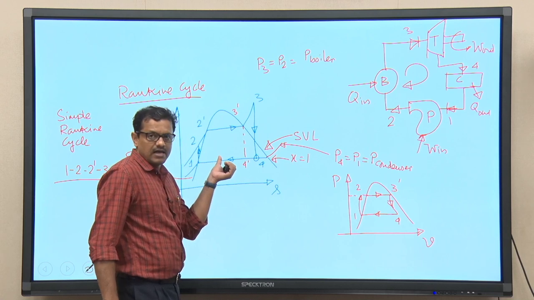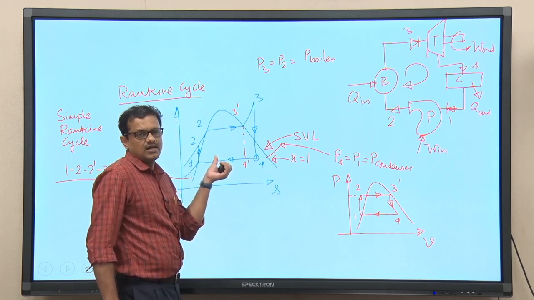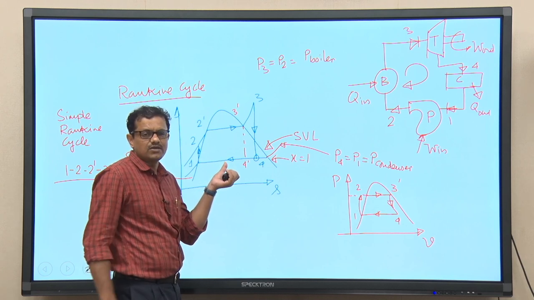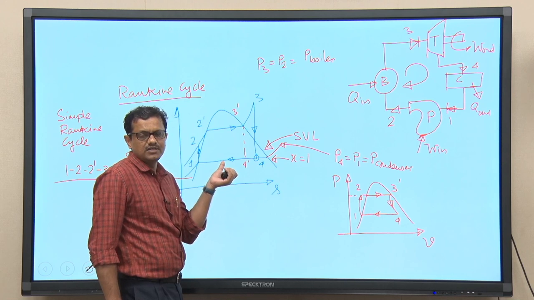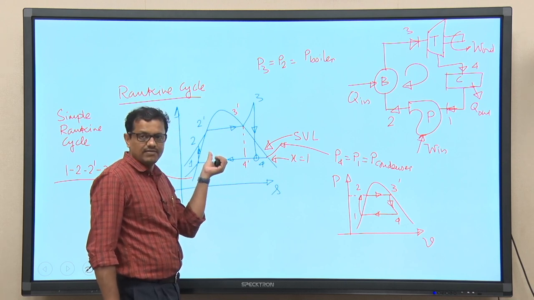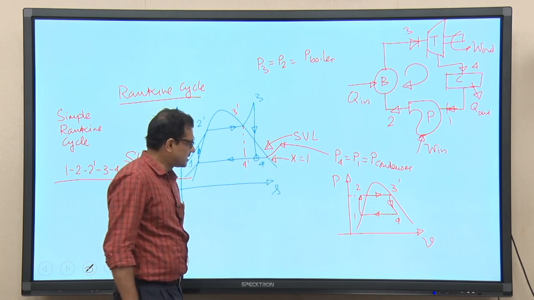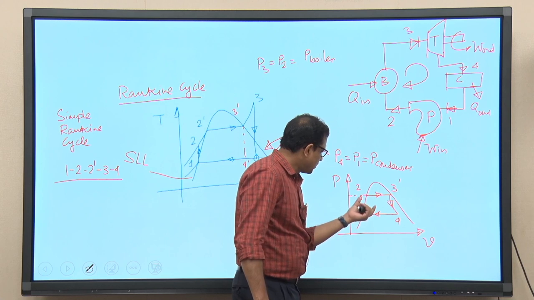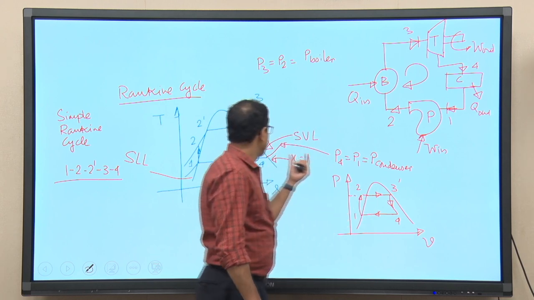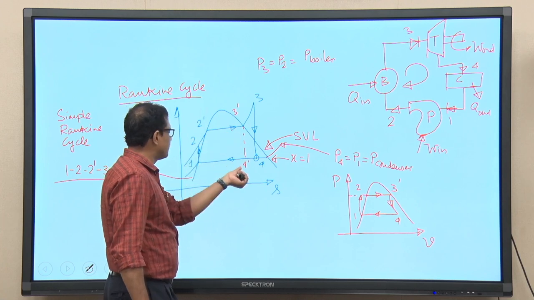As I told you, handling a two phase mixture needs higher power consumption, because the specific volume of vapor is higher than the specific volume of the liquid at any given temperature or pressure. So, you know that here we have drawn the PV diagram of the simple Rankine cycle, that is 1, 2, 2 prime, 3 and 4.